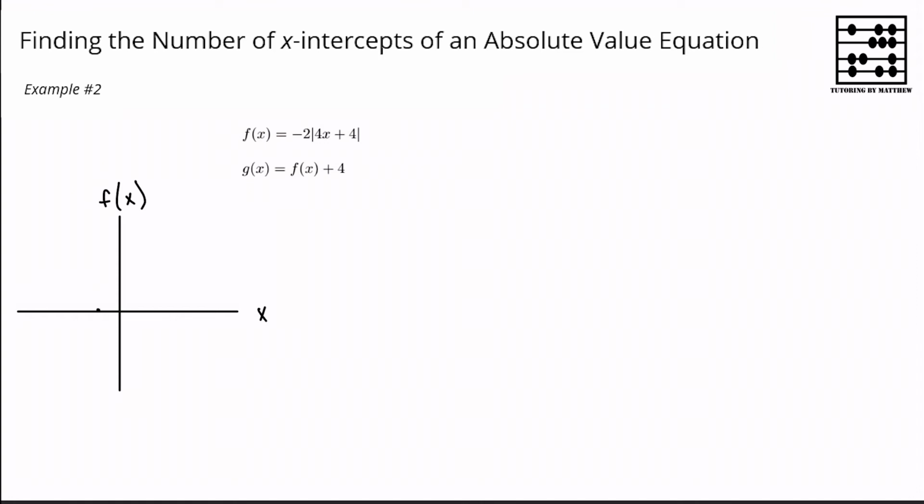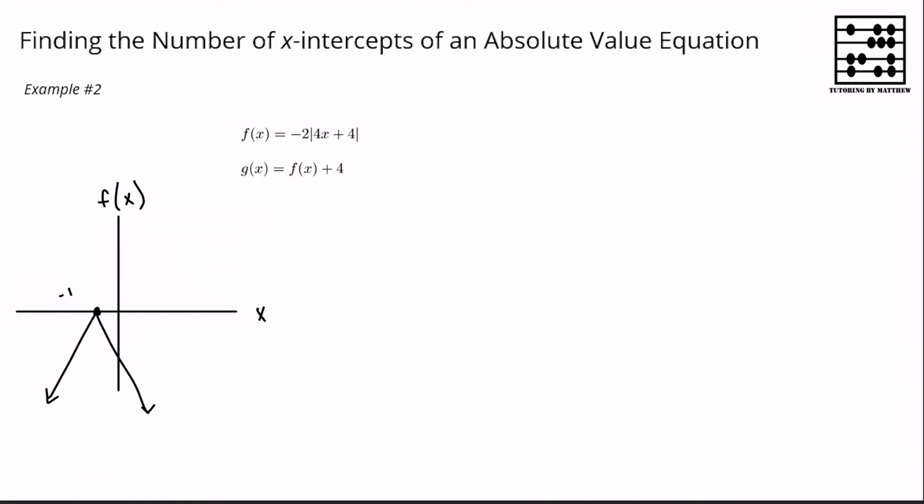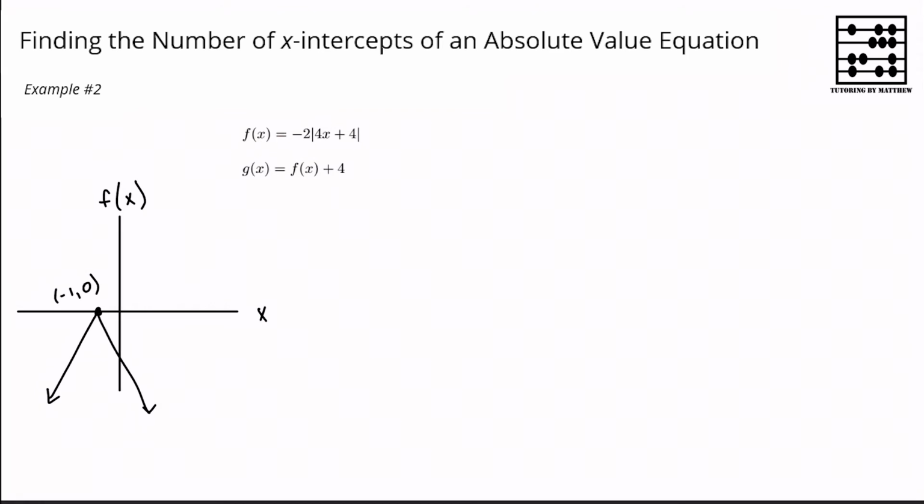The negative 2 in front means that the function is downward facing. The vertex is the point -1, 0. Since the vertex is on the x-axis, this function has only one x-intercept. Now let's look at the other function, g of x.